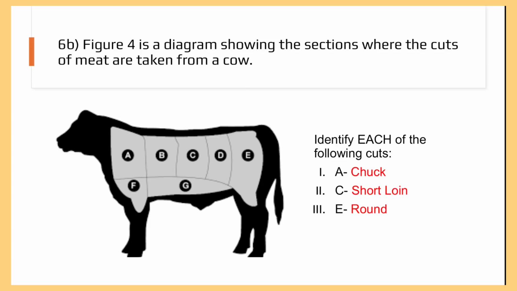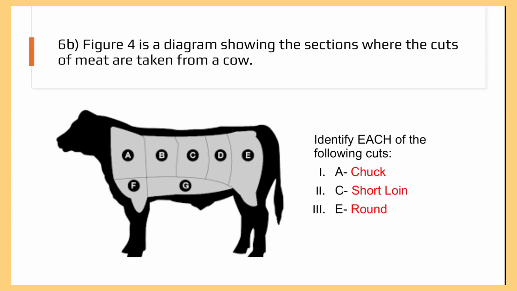Now, just for information purposes, let's say that you were asked to label all of the sections of the cuts of beef. The remaining ones for B, that would be the rib. For D, that is the sirloin. For G, that is the short plate. And then for F, that would be the brisket, just to ensure that you know what all the cuts of beef are.